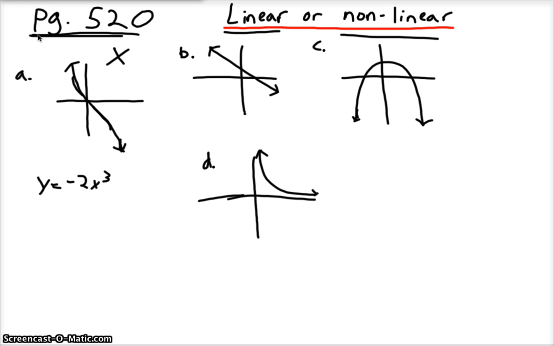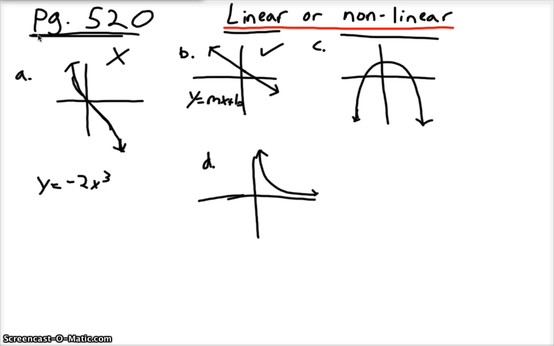Now let's look at B. Is this linear? Yes. It has a constant slope. It doesn't change. The slope does not change, so that makes it linear. We would write this one as y equals mx plus b. Our y-intercept is a positive number. So that's how we would represent a linear function.